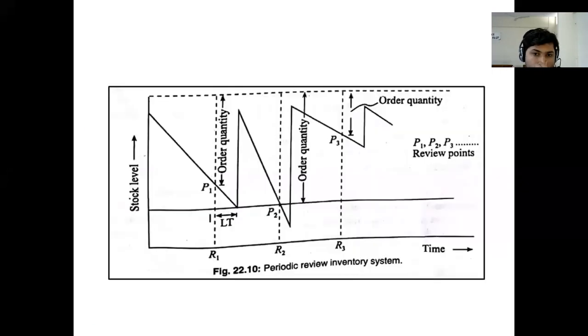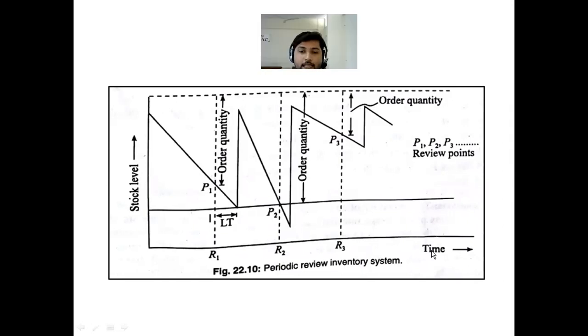So now we will understand how this periodic review system can be implemented in industries. Let us consider that these are R1, R2, R3. The difference between two orders in terms of time is constant. The difference between the intervals R1 and R2 is the same as the difference between R2 and R3. Now on the y-axis it is represented as the stock level, and on the x-axis it is represented as the time.